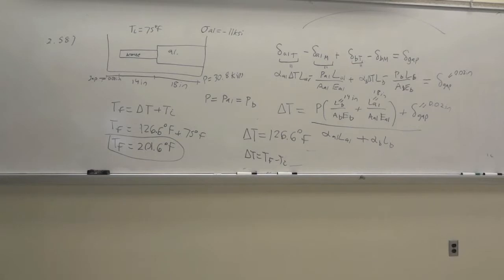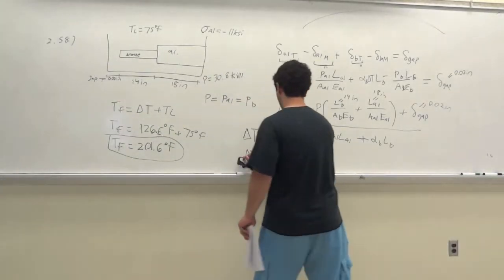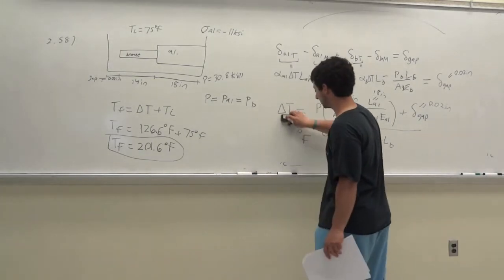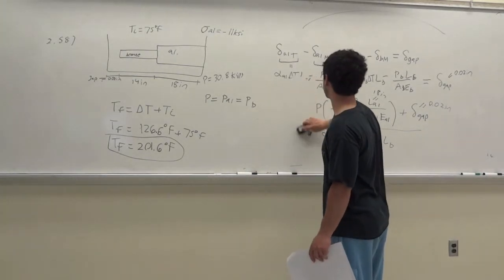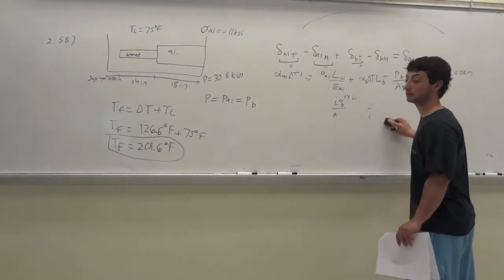Alright, so you got the final temperature, and now what they want to know in the second part, they want to know the deformation. Oh no, they want to know the length of the aluminum after it expands and then shrinks a little. Okay, so they want to know the total. Okay, the exact length of the aluminum bar at the end. Okay, so how are we going to find that? How are we going to find the exact length of the aluminum bar? Does anyone know?